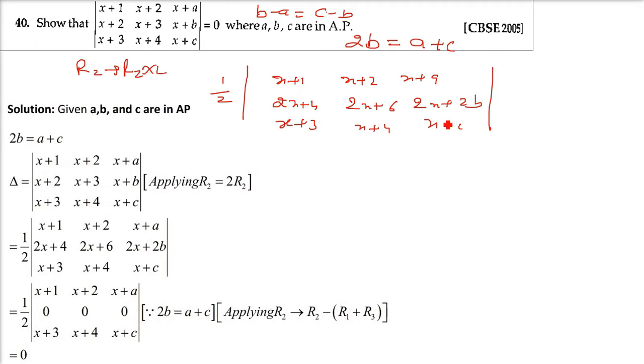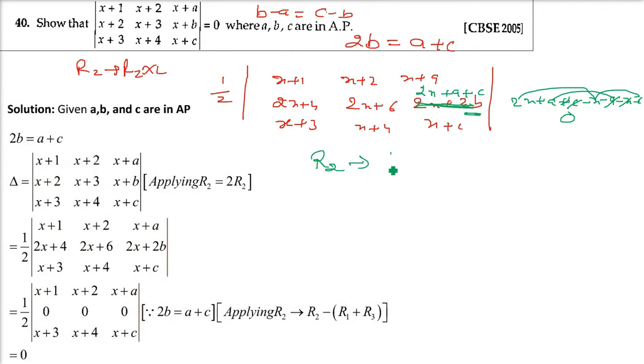Now why did we do this? First of all, this 2x plus 2b. 2b can be written as a plus c. In place of 2b, you can write it as 2x plus a plus c. Now just cancel it. If we take 2x plus a plus c, and subtract the first row number and third row number, so 2x plus a plus c minus x minus a minus x minus c, you get 2x cancelled, a cancelled, c cancelled. You get a 0 here.